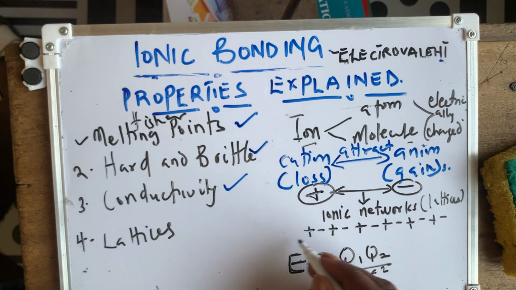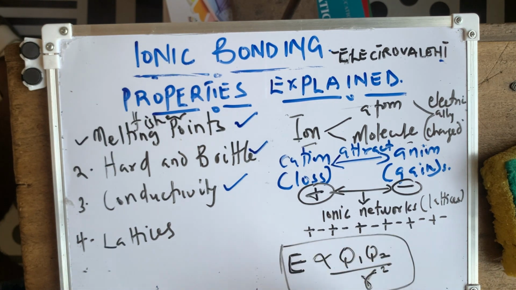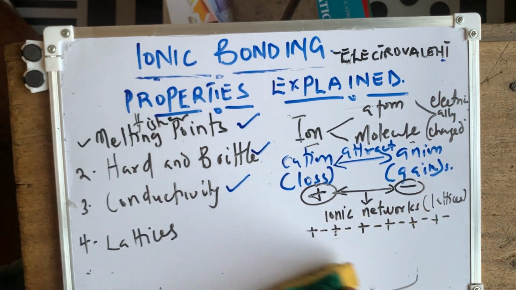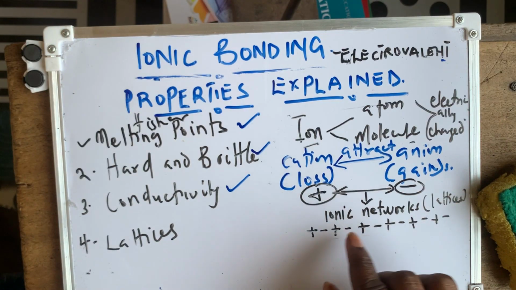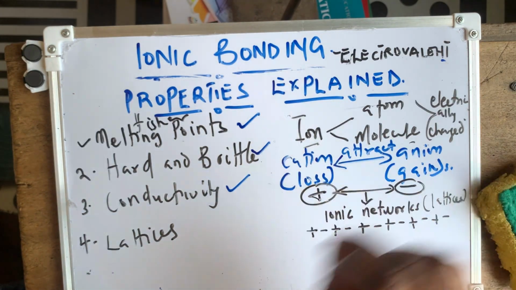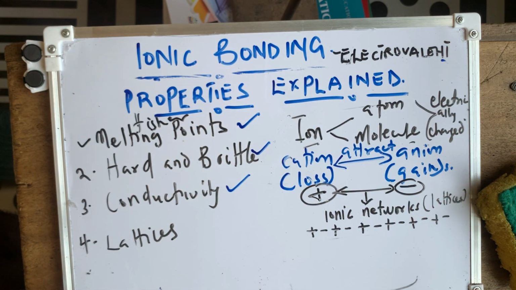So this is the formula for the electrostatic force when you are looking at charges. So now you know how the lattices are formed, because of the ionic networks created between the positively and negatively charged atoms or molecules.